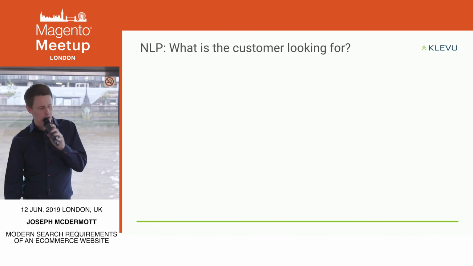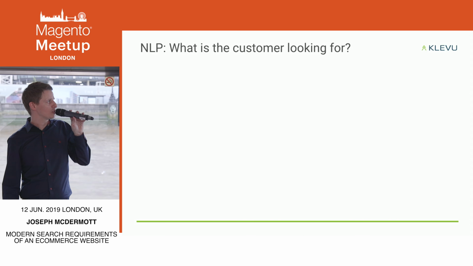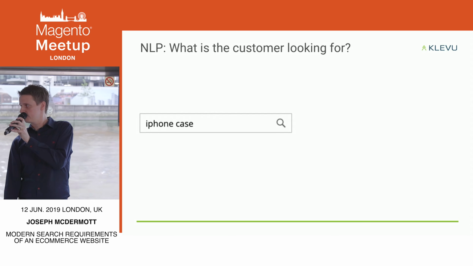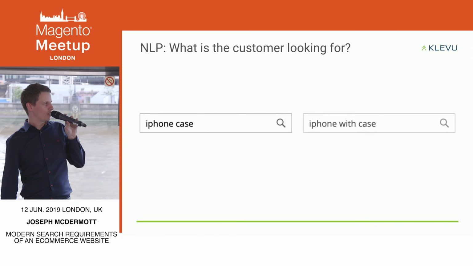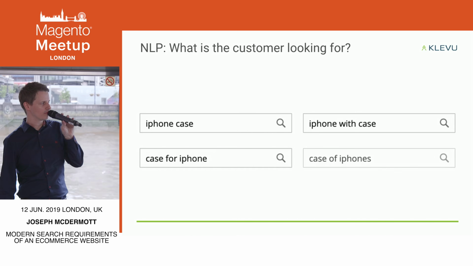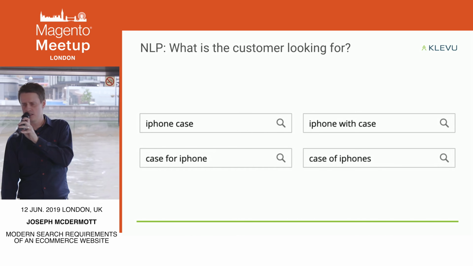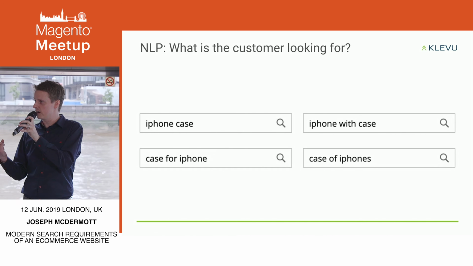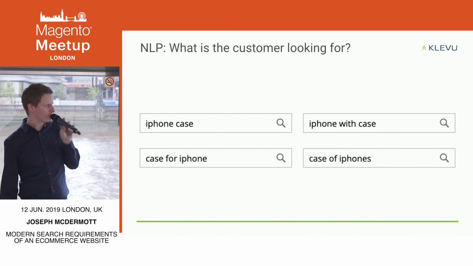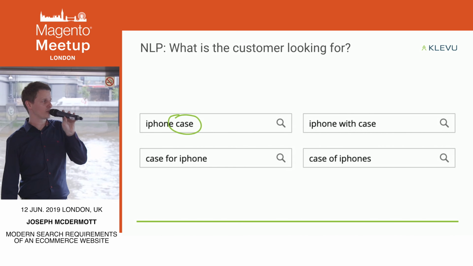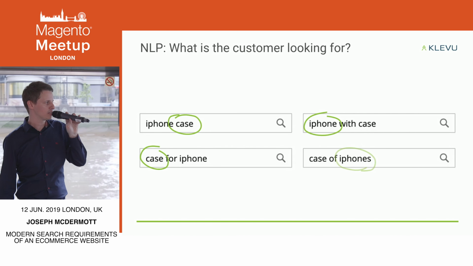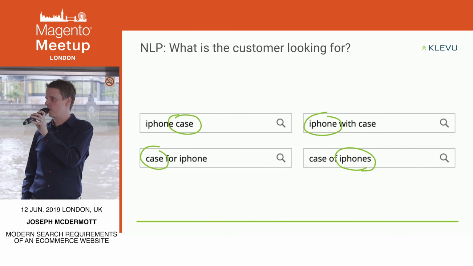So let's take an example. Let's look at what a customer is looking for with 4 search terms. We have iPhone case, iPhone with case, case for iPhone, and case of iPhones. Now, this is just 2 content words with 3 different stop words. As a human being, I know that in the first one the customer's looking for a case, in the second an iPhone, in the third a case, and then a case of iPhone. So I can work that out as a human.